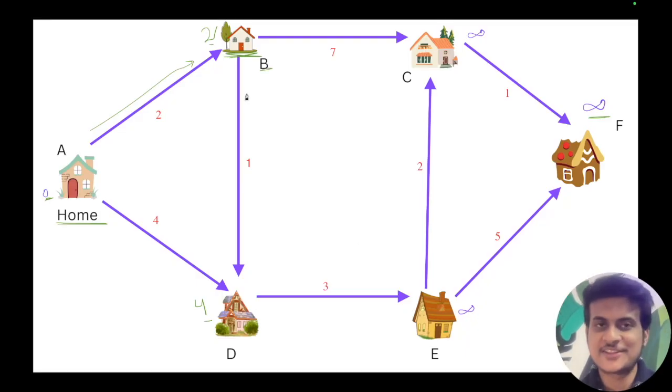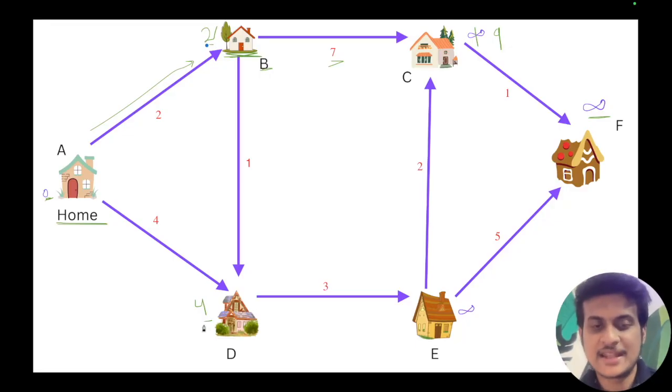Now the next step is relaxation. When we select the vertex B, we will find the connected vertices. So you can see B is connected to C and B is connected to D. So we will update the other paths with respect to B. That technique is called the relaxation technique. So C is infinite. C will become 2 plus 7, that will be 9. So we will update C with the value 9.